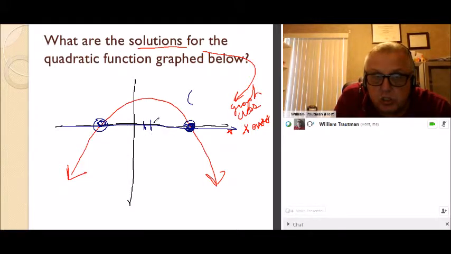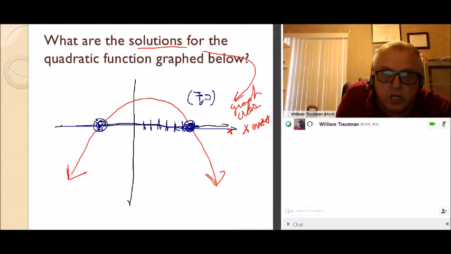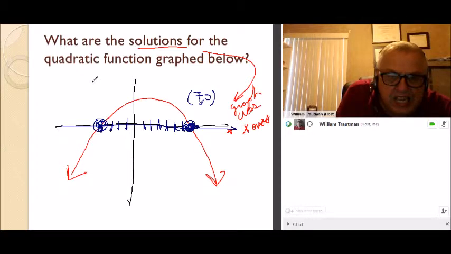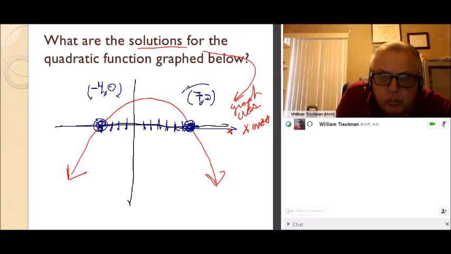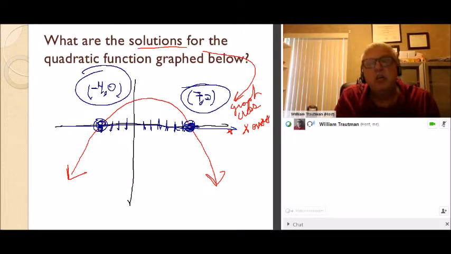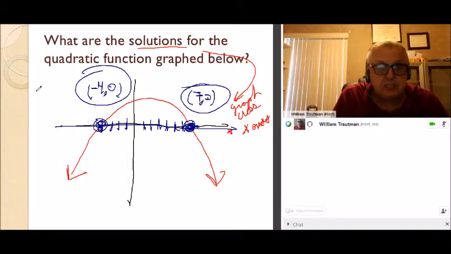This could be x 1, 2, 3, 4, 5, 6, 7. It could be x 7, y 0, because it doesn't go up. The y is always going to be 0 for a solution. Here, it could be 1, 2, 3, 4. The coordinate is -4, 0. So these are the 2 solutions for our graph. It's wherever our graph crosses the x-axis.